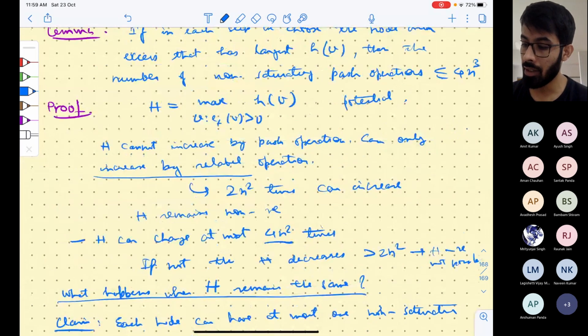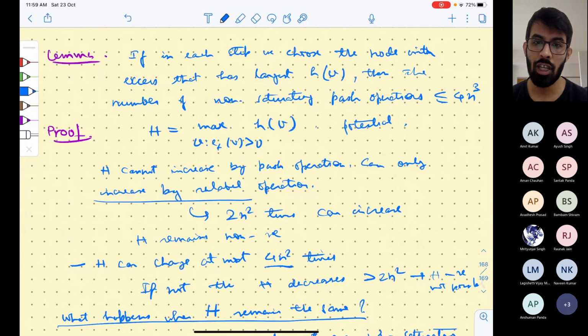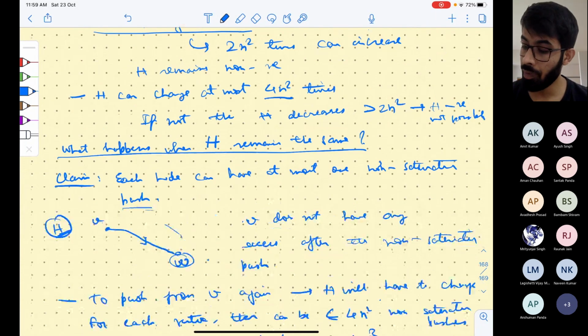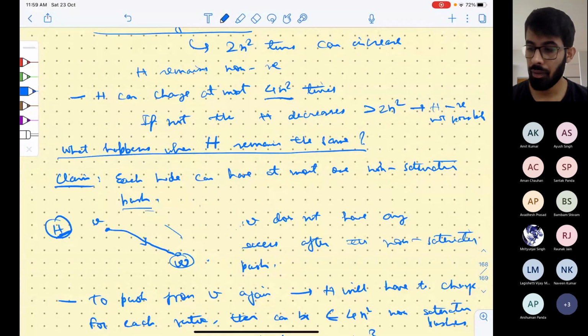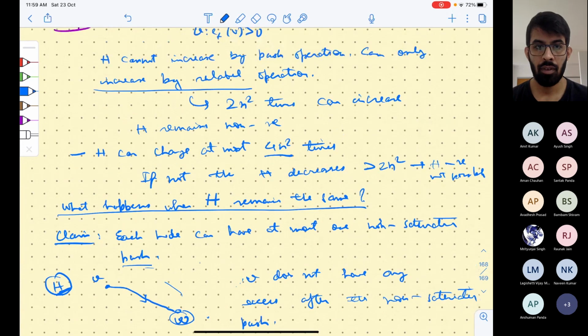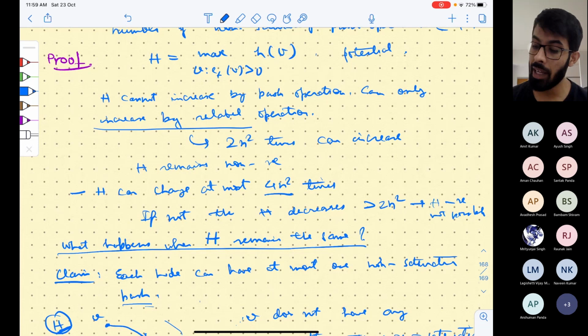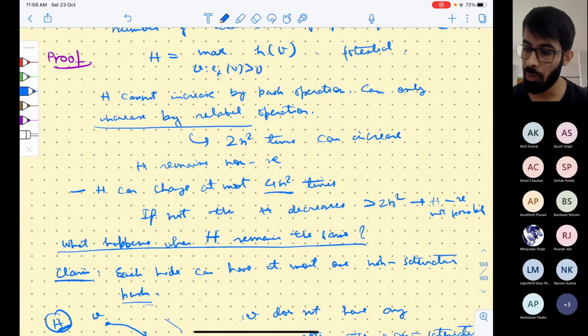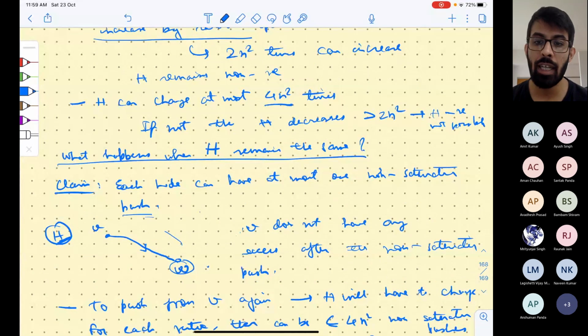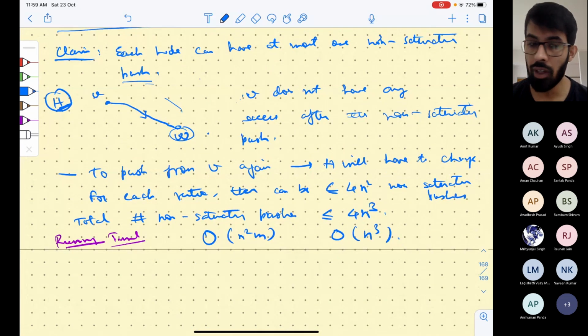So any question about this last part where we chose this vertex with the highest height to push from? The point was there were two parts. The first part was that it can only increase. It can increase only by relabel operations. There is a bound on relabel operations, so that gives us a bound on how many times it can change. And then when it remains constant, then what happens? Then we can push at most once from a vertex, and that gives us the total bound.